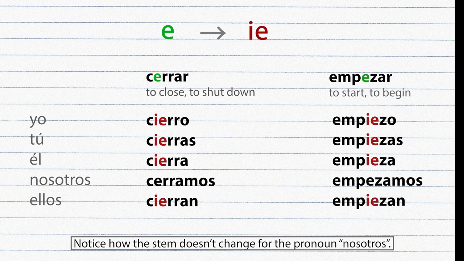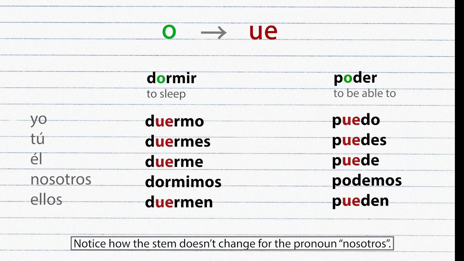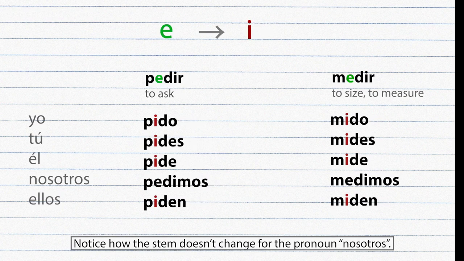E to IE. O to UE. E to I. Notice how the stem doesn't change for the pronoun nosotros.